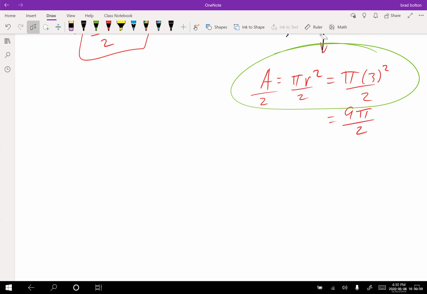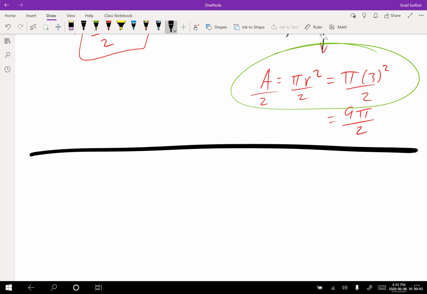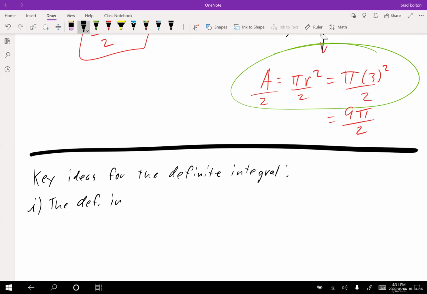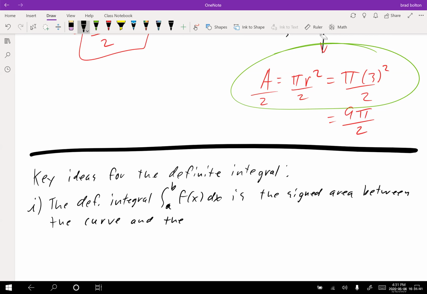Okay, so I just want to kind of talk about a few key points about the definite integral. So, key ideas. Okay, so the first idea is the definite integral from a to b of f of x dx is the signed area between the curve and the x-axis.